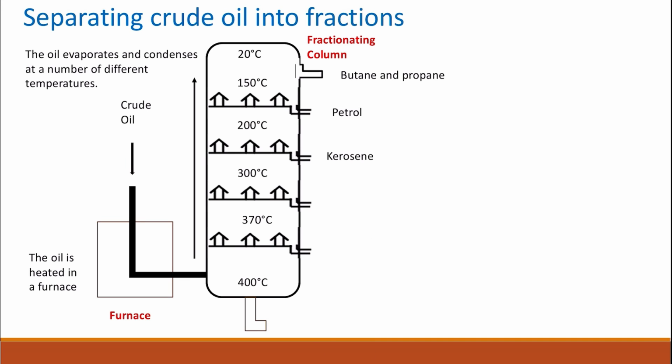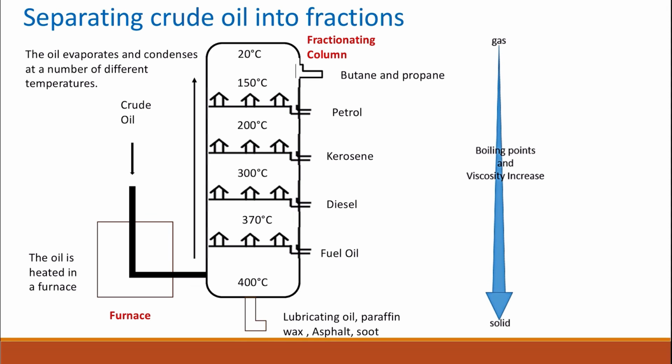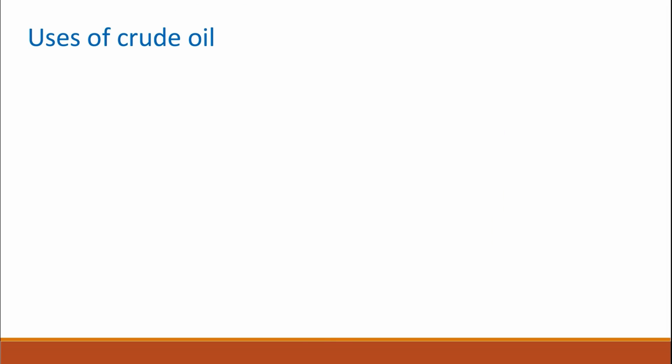So there is petrol and then kerosene, diesel, and fuel oil. At the bottom of the fractionating column, lubricating oils, paraffin, soot, asphalt and wax can be separated. These have very high boiling points and are usually separated because they are solids at the bottom of the fractionating column. So in the fractionating column, the gases will be separated at the top, the solids will be separated at the bottom, and as you go down, the boiling point and viscosity of the different members will increase.